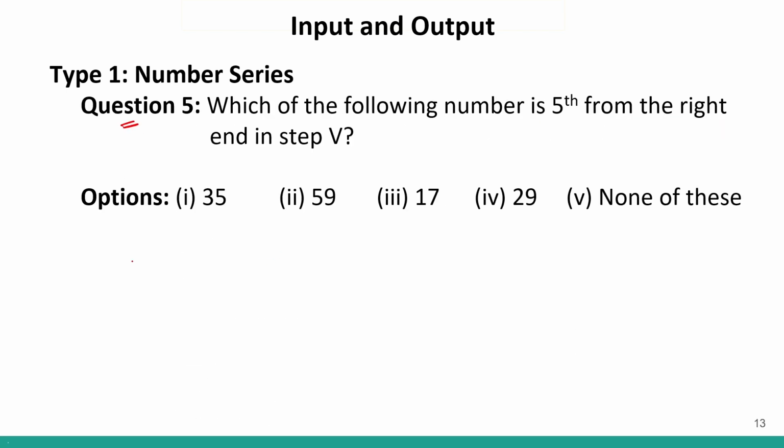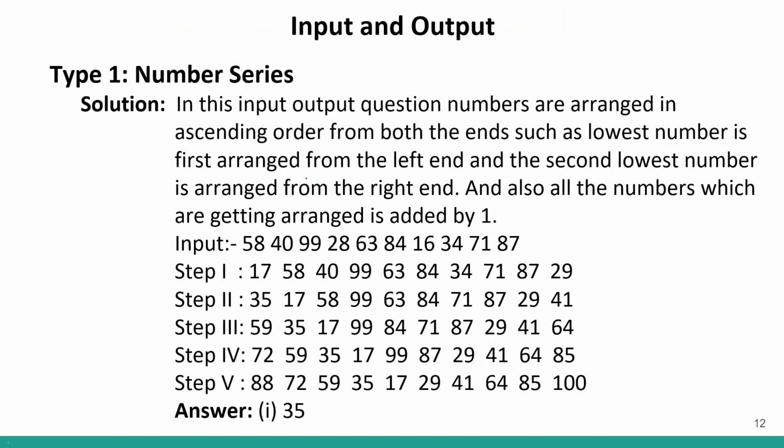Question number 5 says, which of the following number is fifth from the right end in step 5? So from step 5, we have to find out fifth from the right. So let us go back to the arrangement. This is the right end. So step 5 is this one. Fifth to the right will be 1, 2, 3, 4, 5. 29 will be fifth from the right. Correct?